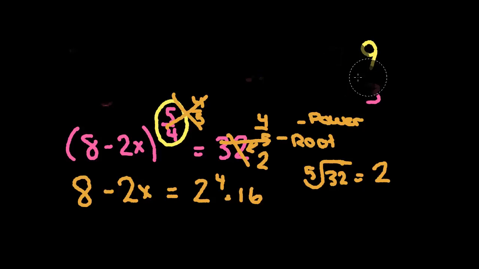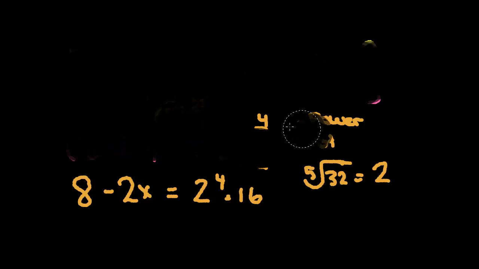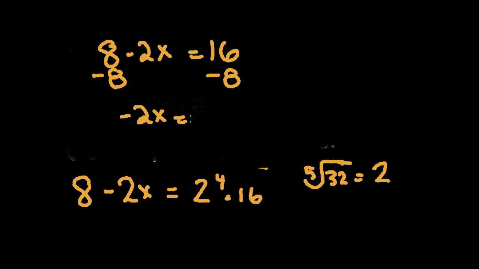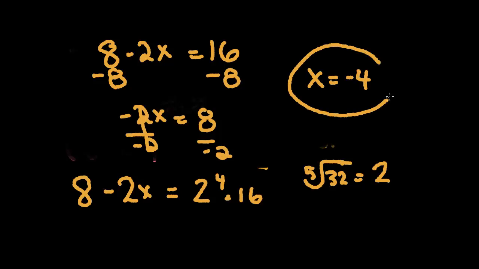So now we just have a very simple level 1 algebraic problem to solve. We have 8 minus 2x equals 16. So the first thing we do is subtract 8. So we have negative 2x equals 8. We divide by negative 2. And x is equal to negative 4.